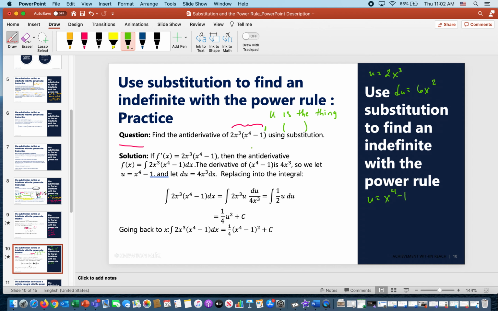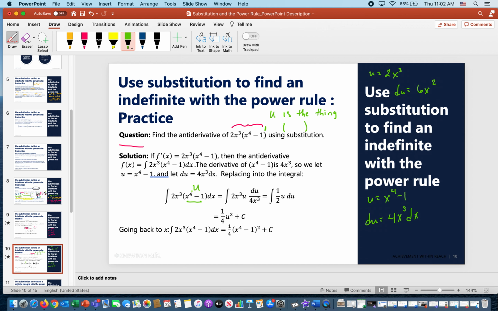But if I let u equal x to the fourth, then the derivative of that is 4x to the third dx. And you'll notice in my original problem, I've got x to the third, right? So that's another way I can figure out what u is. Now, here's what's interesting, okay? If you notice, I have x to the fourth minus 1, and that can be replaced by u.